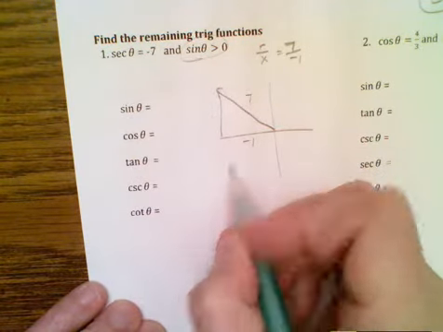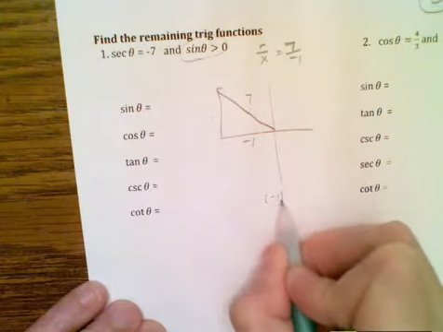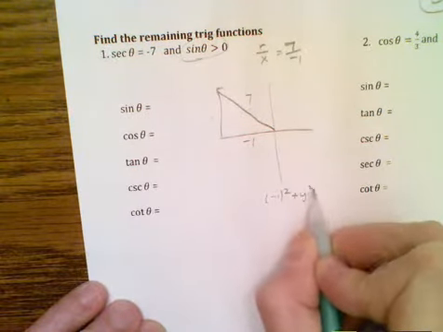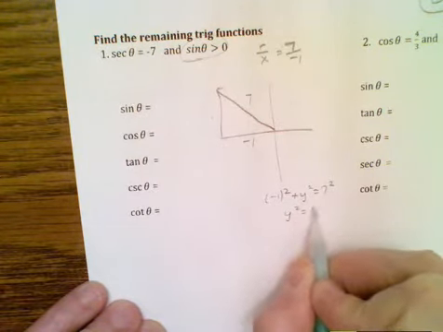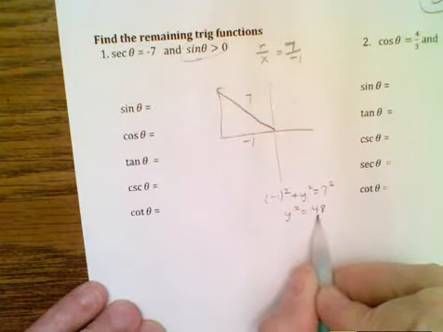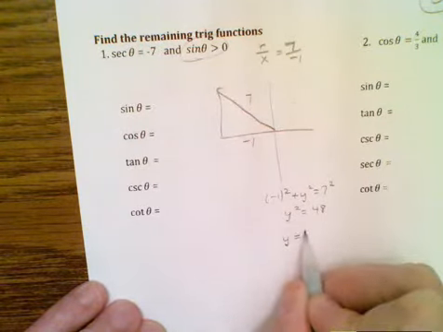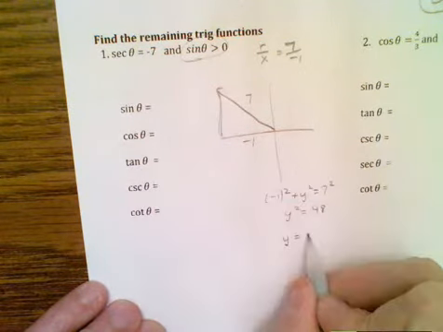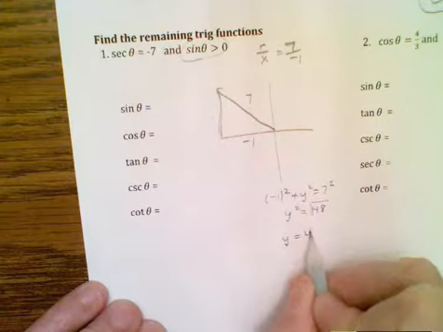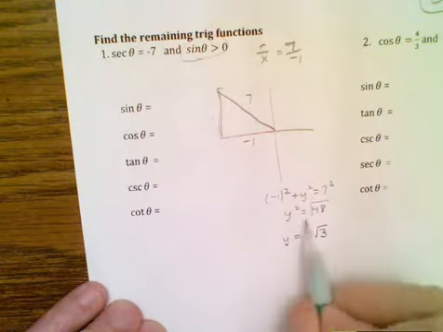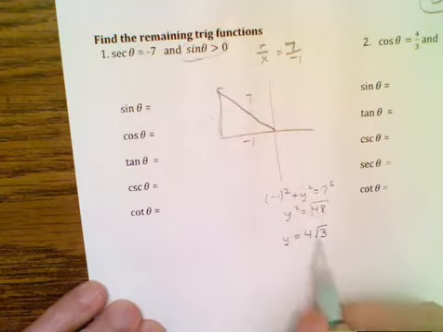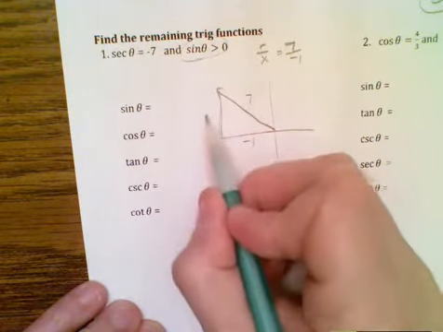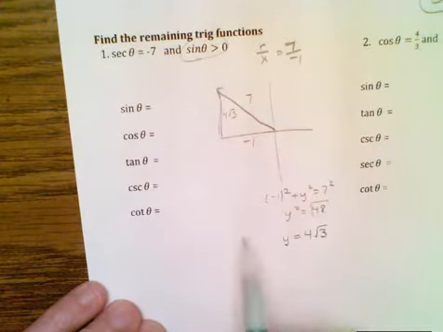Now I have to find y. So to find y, I take negative 1 squared plus y squared equals 7 squared. 49 minus 1 would be 48. So the perfect square that goes into 48 would be 16. So y is going to equal plus or minus, and in our case it's positive because it goes up, the square root of 16, which is 4, times the square root of 3. So 48 is 16 times 3, and that's where I came up with 4 radical 3. And it's positive because I'm up in this quadrant. So once I know that's 4 radical 3, now I can find my values.